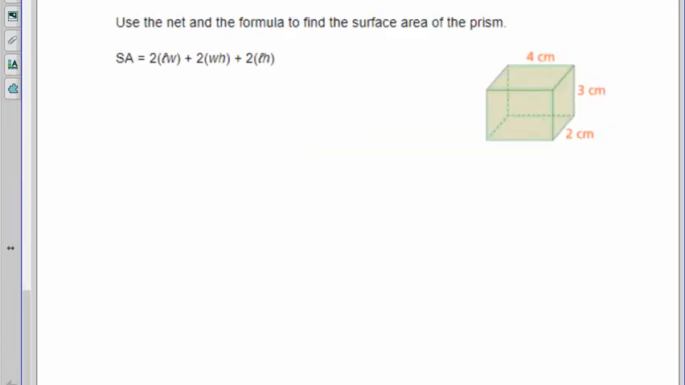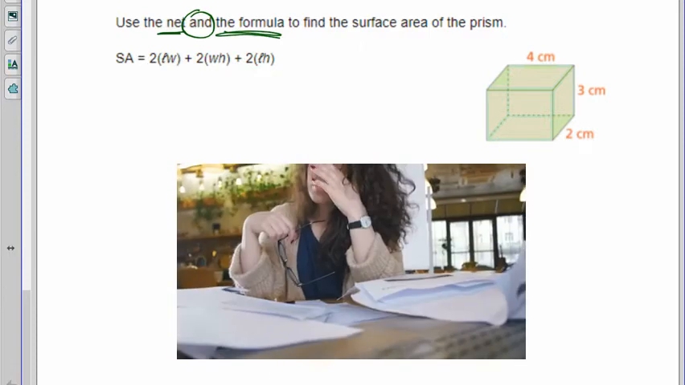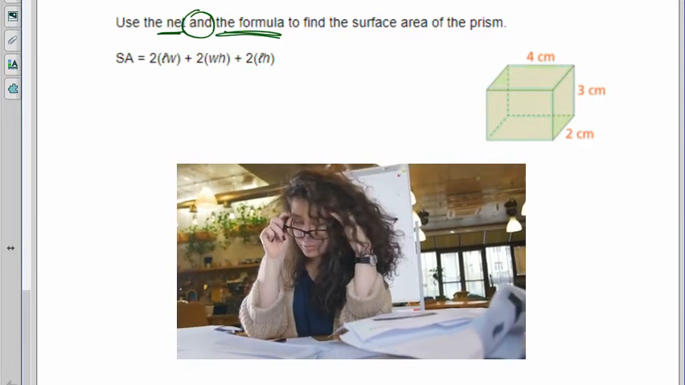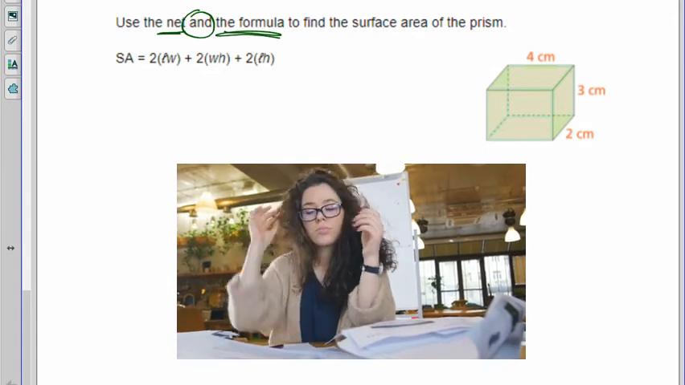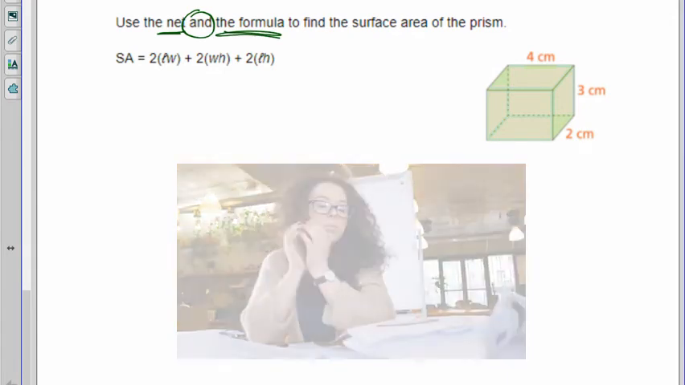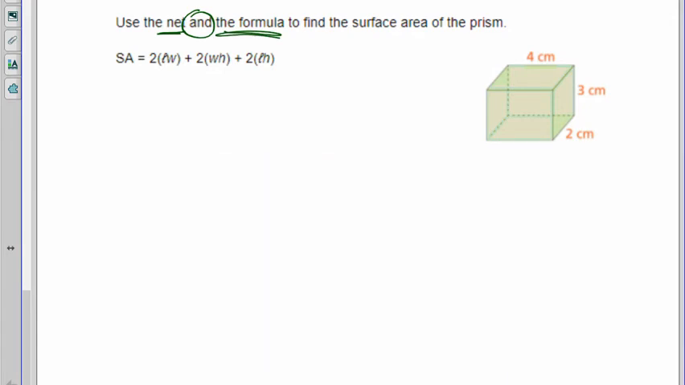They're asking you to use a net and the formula. So you're going to actually solve this one twice to find the surface area of the prism. Now you're like, oh, it's so much work. I don't want to do it. But look at the numbers, 4, 3, 2. You can do this thing. So draw the net, then calculate the surface area from that, and then use the formula.